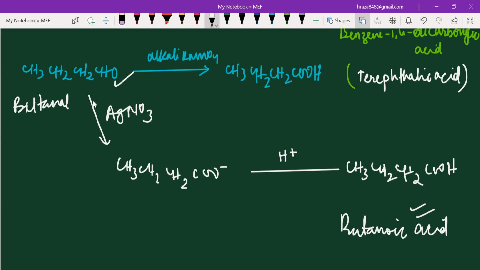After this, we have two more ways for preparation of carboxylic acid. And in the next class, most probably we will complete this chapter. After this chapter, we are going to have amines.